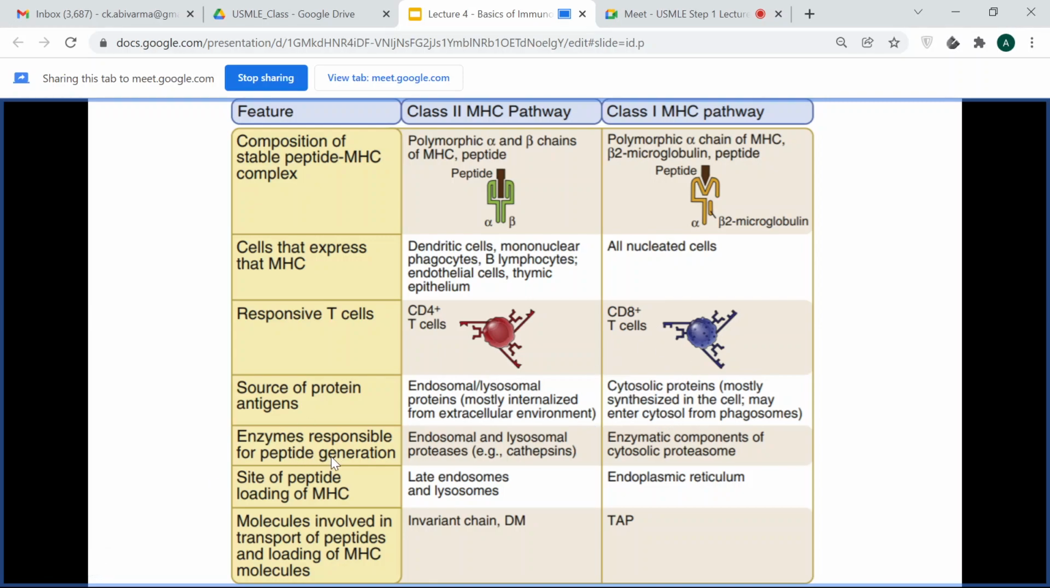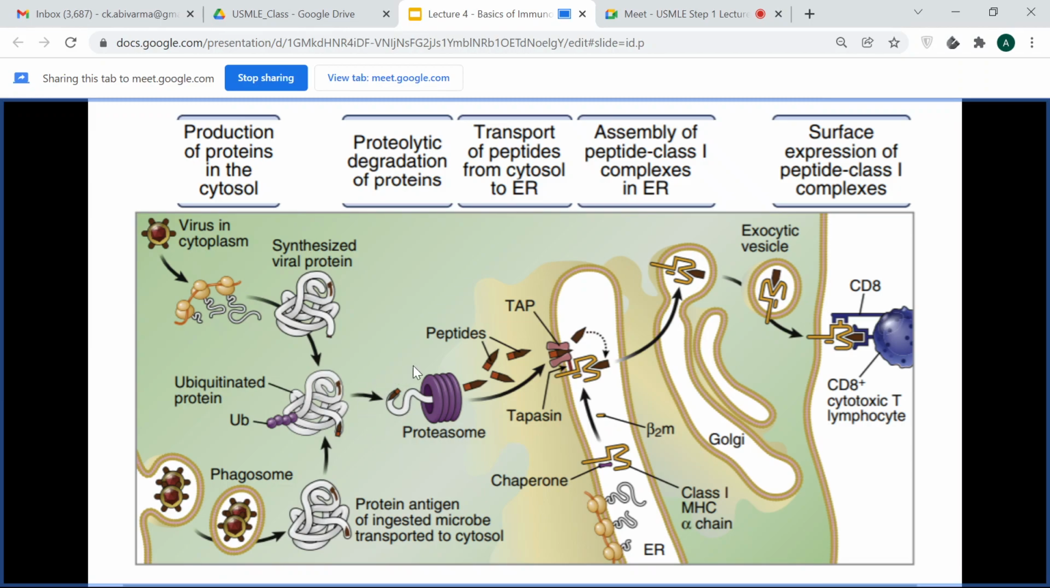And the enzymes responsible: in MHC class 2, it was inside the lysosome, so it's the lysosomal proteases. In MHC class 1, the degradation actually happens in the cytosol using the ubiquitin proteasome degradation pathway. So it's the proteasome that degrades the proteins.